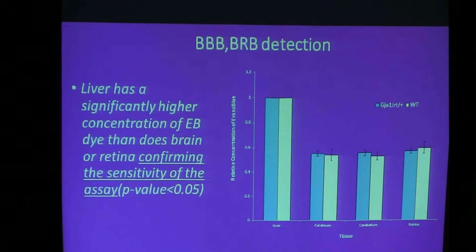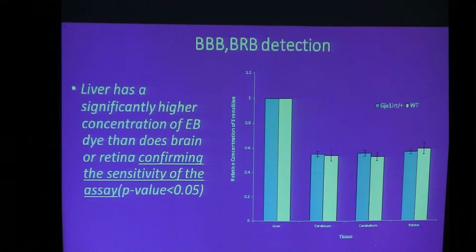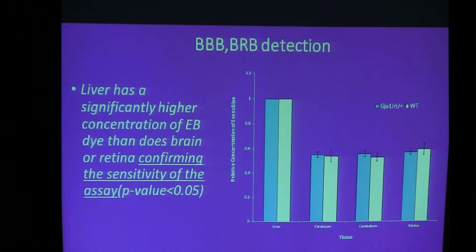At the final part of the experiment, we compared liver values of Evans blue dye with the brain and the retina, and it shows that liver has a really significantly higher concentration of Evans blue dye than brain and retina. It confirmed the sensitivity of the assay. So by doing this, we found that our assay is perfect and it can work.